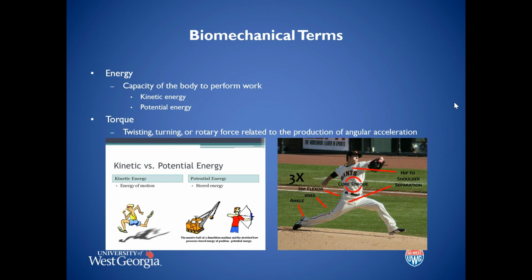Energy is the capacity for the body to perform work. You have kinetic and potential energy. Kinetic energy is energy that's performing work. There is motion occurring. Potential energy is stored energy, so it can do something, but it is not currently. And then you have torque. Torque is twisting or turning or rotary forces that relate to producing angular acceleration and velocity. So again, going back to those angles, a little bit more on the trig side of this.